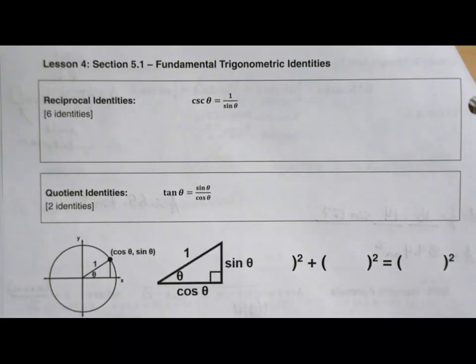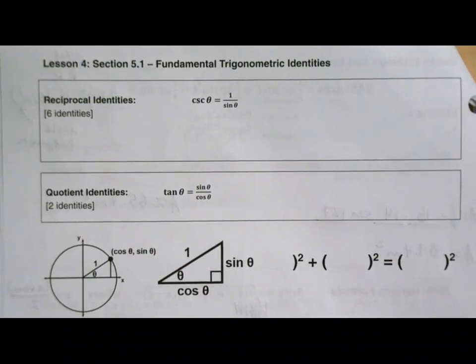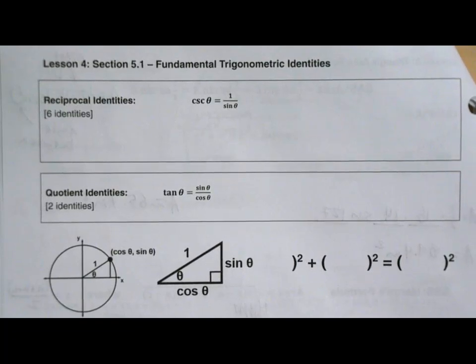Okay, we're on. So 5.1, we've been jumping around. We did the triangle stuff ahead of time so that we could have something nice, simple, cookie cutter, which is not what we're getting into now. So we're going to be looking at identities.